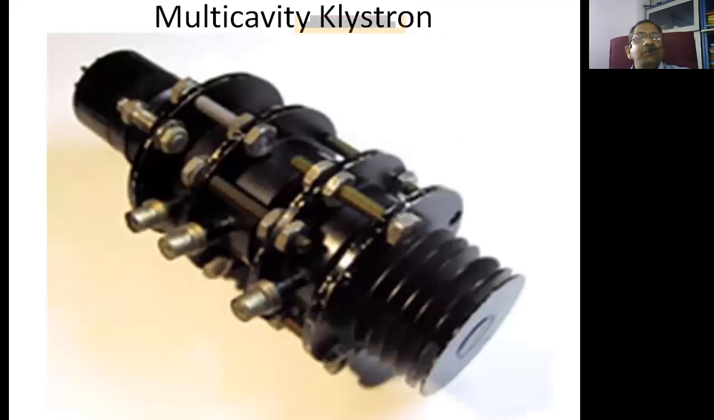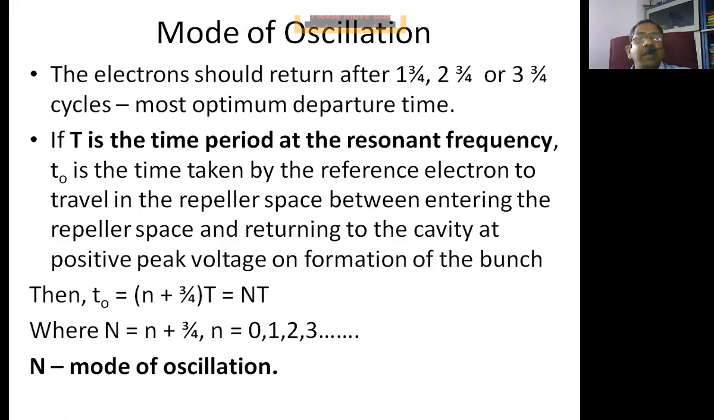In the next class, we'll discuss the magnetron basic operation. After the magnetron basic operation, we'll go through some of the underlying basic relationships in the case of the Klystron amplifier and the magnetron.